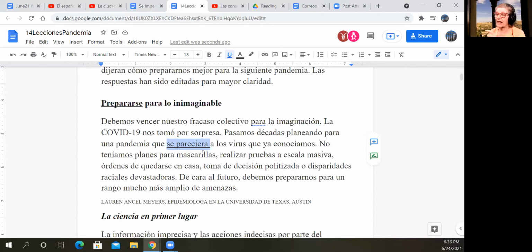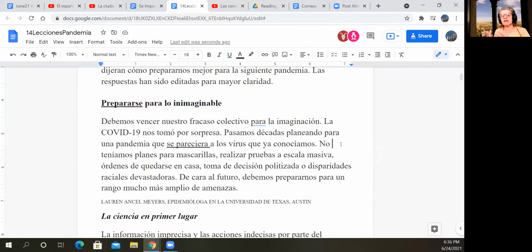So, pasamos décadas planeando para una pandemia que se pareciera a los virus que ya conocíamos. We spent decades planning for a pandemic that might resemble, might look like a virus that we already knew about. Okay. So, parecerse aquí es estrictamente reflexivo, to look like, to resemble something else.